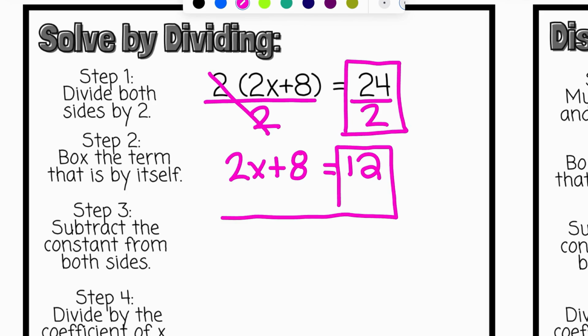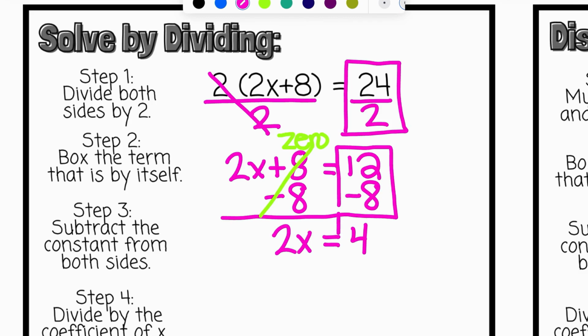And I'm going to move the plus 8 by inverse operations. The inverse of adding 8 is subtracting 8. So we'll write it under the 8 and in the box. That gives us a 0 pair right here. So I can bring down my 2x and then calculate 12 minus 8, which is 4.